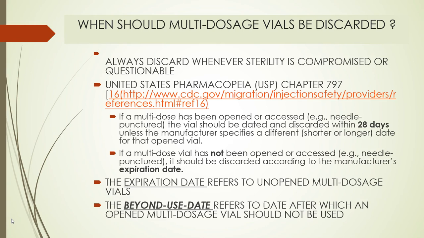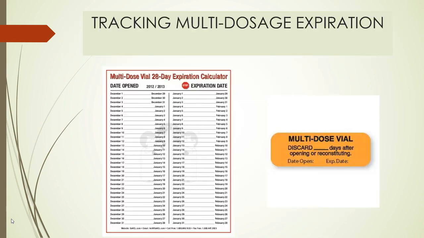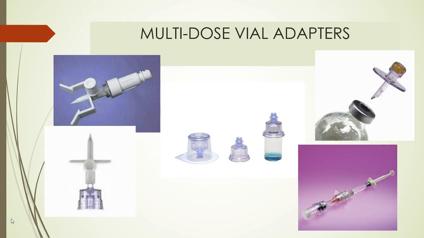Now, there is the question of, can I use this vial beyond the manufacturer's recommended expiration date? And this is the so-called beyond use date. And the general recommendation is that you not utilize the multi-dose vials beyond that date. So one can simply label the multi-dose vial, put the expiration date, 28 days following the first time it's opened, or you can use various stickers. There are stickers that are available. There are multi-dose vial calculators, expiration date calculators that are available.